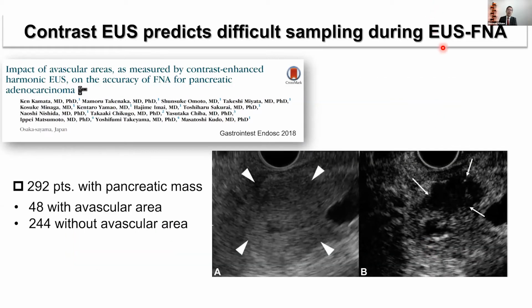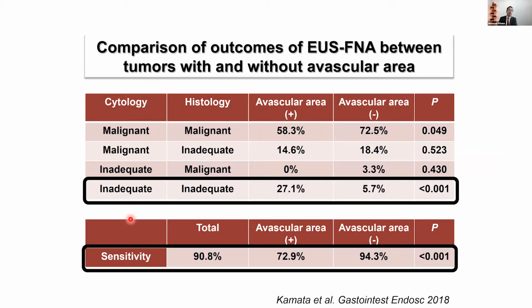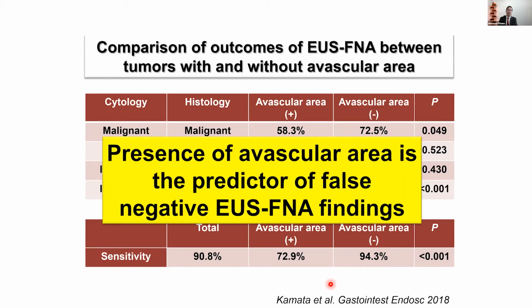This article assessed whether the contrast EUS predicts difficult sampling during EUS FNA. They divided pancreatic solid lesions into 2 patterns, tumors with an avascular area and those without an avascular area. And then they found that more inadequate samples are obtained in the tumors with an avascular area. Therefore, the sensitivity of the EUS FNA in tumors with an avascular area was just 70 to 73%. So the presence of an avascular area, which probably means the necrotic area, is the predictor of false negative EUS FNA findings.